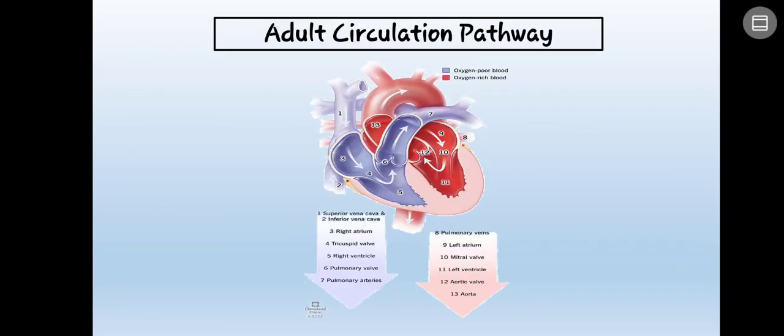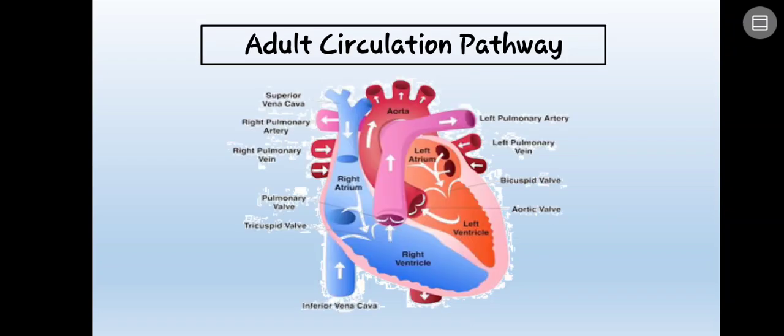So now, unlike the fetal circulation, which begins with oxygenated blood, what you should know is that the adult circulation begins with deoxygenated blood.